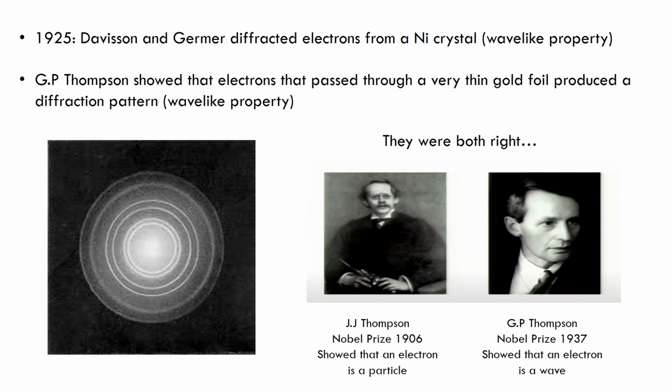So think about that. You've got J.J. Thomson and then his son, G.P. Thomson. In the early 1900s, you've got J.J. Thomson showing that an electron behaves as a particle from his experiments using cathode rays and his discovery of the electron. And in 1937, you've got G.P. Thomson, his son, showing diffracting electrons from a gold foil, showing that the electron behaves as a wave. And in fact, they both won the Nobel Prize. So one saying that the electron behaves as a particle, the other saying that the electron behaves as a wave. Well, the answer is they were both correct. The electron behaves as both a wave and a particle.